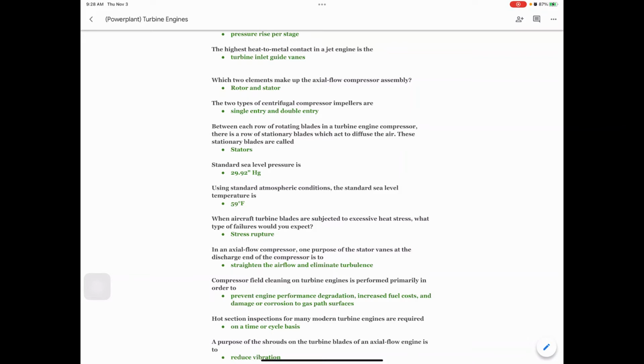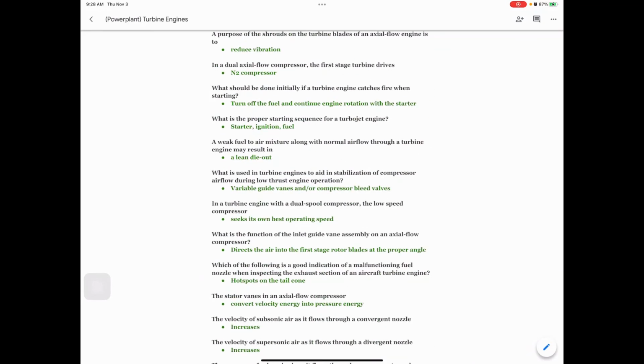When aircraft turbine blades are subjected to excessive heat stress, what type of failures would you expect? Stress rupture. In an axial flow compressor, one purpose of the stator vanes at the discharge end of the compressor is to straighten the airflow and eliminate turbulence. Compressor field cleaning on turbine engines is performed primarily in order to prevent engine performance degradation, increased fuel costs, and damage or corrosion to gas path surfaces. Hot section inspections for many modern turbine engines are required on a time or cycle basis.